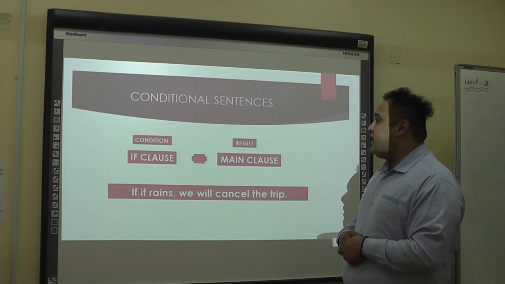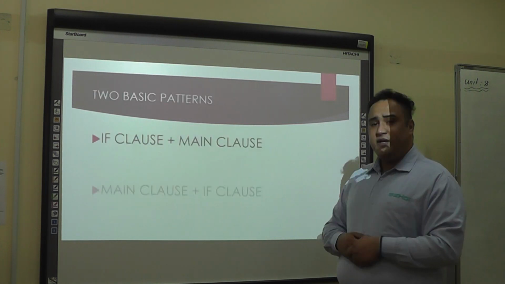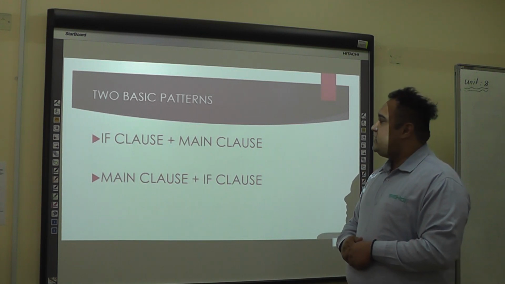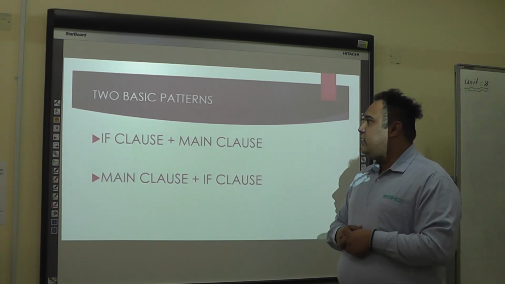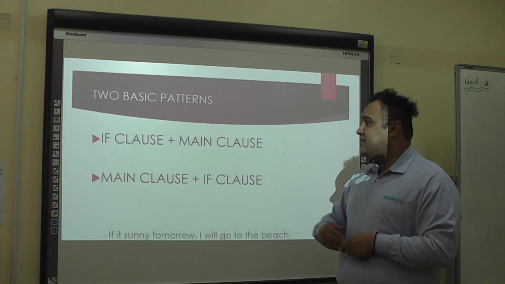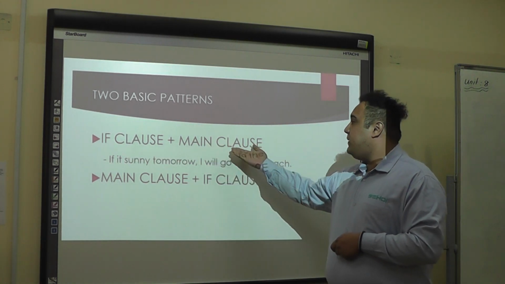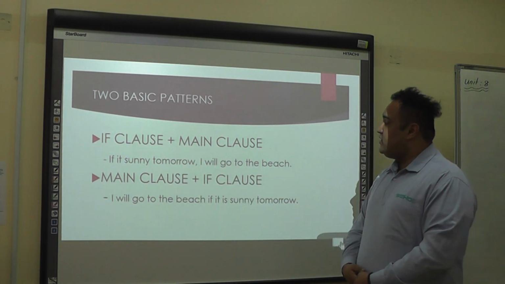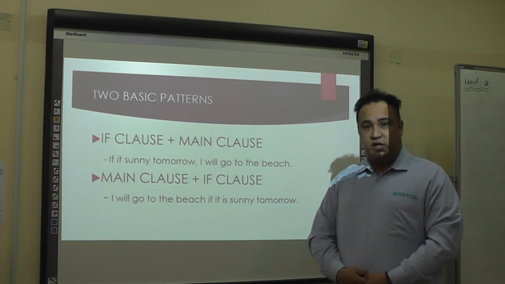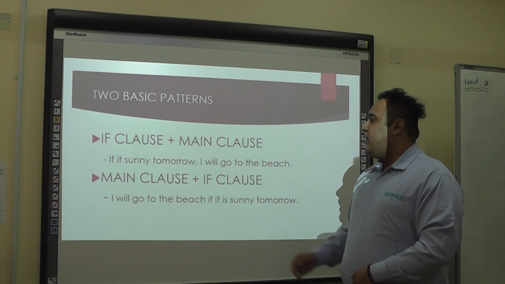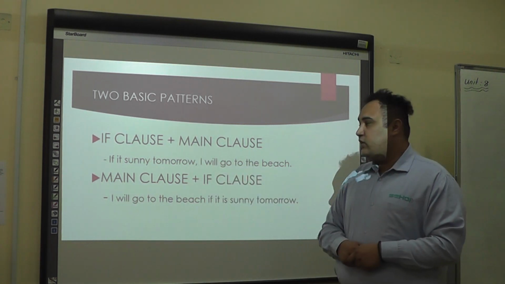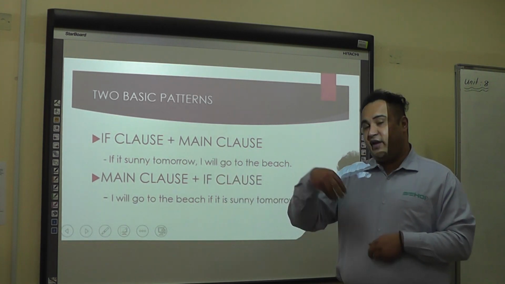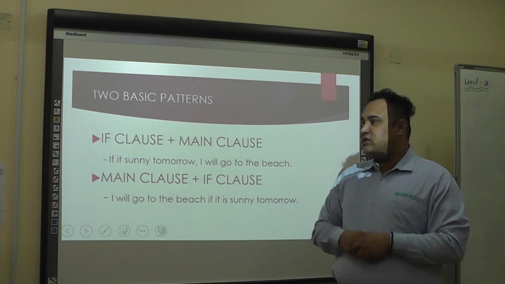So there are two basic patterns we follow in writing a conditional sentence. We have the if clause plus the main clause. Take a look at the example. If it is sunny tomorrow, I will go to the beach. Okay? If it is sunny tomorrow, I will go to the beach. Take note, we use a comma here to separate the if clause from the main clause.